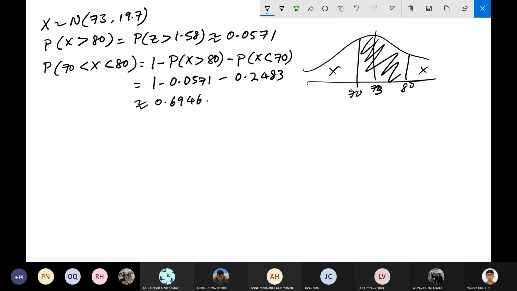All right. Okay. Now question 3. Question 3. Anyone able to solve? Let's say we solve for part 1 first.